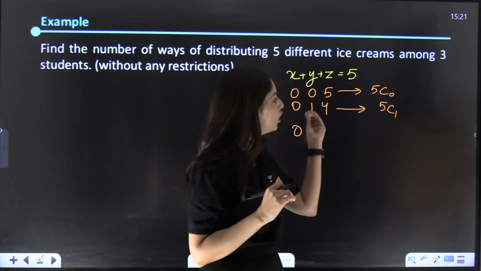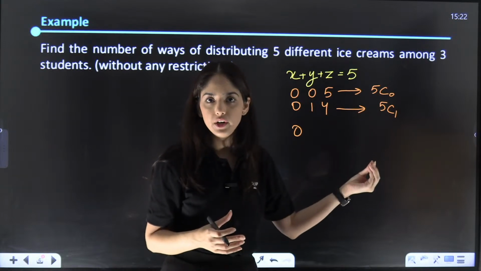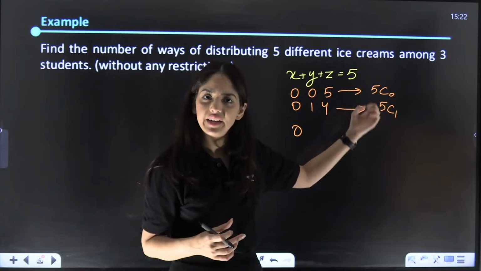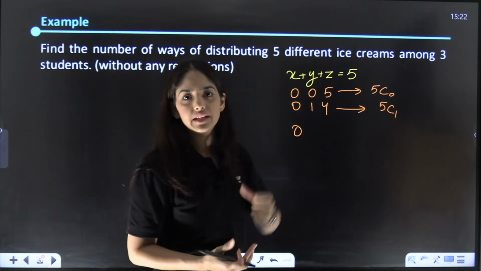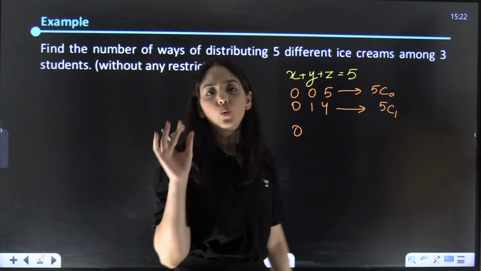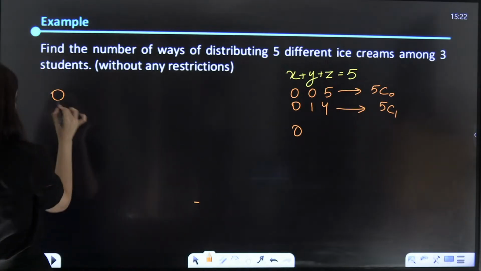We're going to see how we can find all the possible combinations of numbers, and then we'll see the possibility of selecting the ice cream and then arranging it within these 3 students. Okay, so let's start. First of all, first step is which 3 numbers sum up to 5?